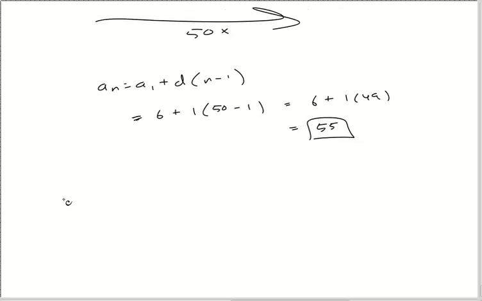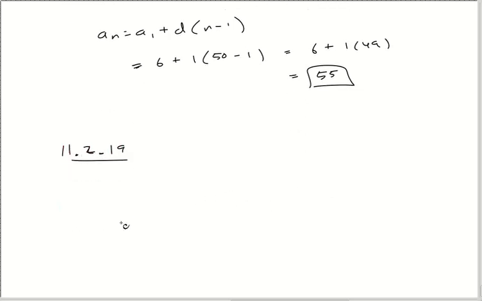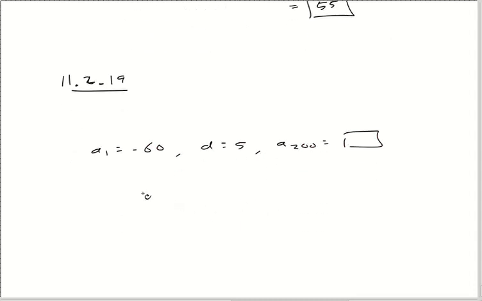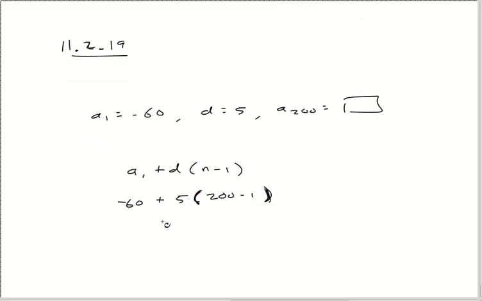Okay. 11.2.19. I got A1 is equal to negative 60. I got a D equal to 5. It says find the 200th term. Same style, same formula. A1 plus D times N minus 1. I got a negative 60 plus 5 times 200 minus 1. Sorry, that didn't look very good to me. So I do the math, negative 60, and then plus 5 times 199. If you do the math, it actually comes out to be 935, from the calculator.